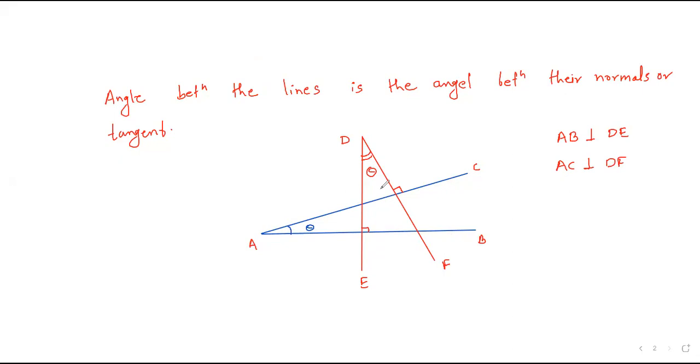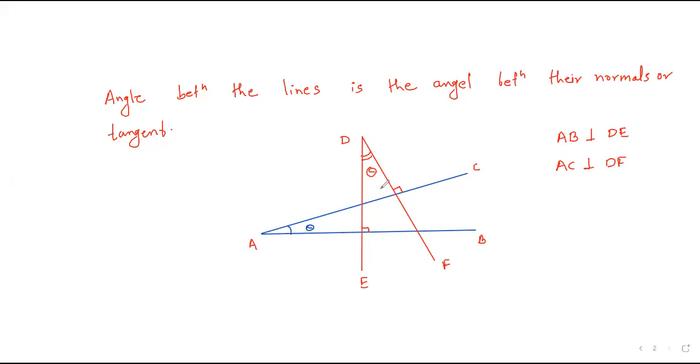Yes, no? Yes, sir. Do you remember? We have learned this in the 9th or 10th standard. This is the theorem, and it is theoretically proved. Now I will not go into the proof of this theorem. You can refer to your earlier books from school or college. This is the theorem you should remember: the angle between the lines is the angle between their tangents or normals.